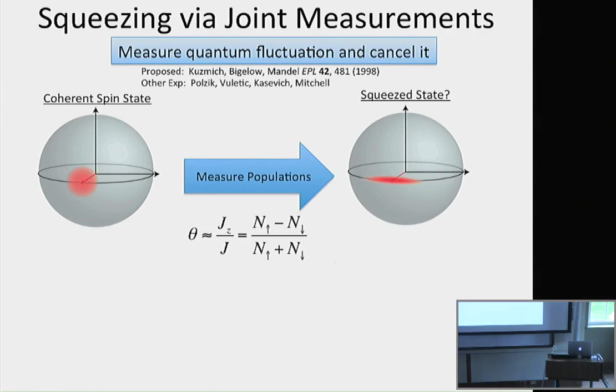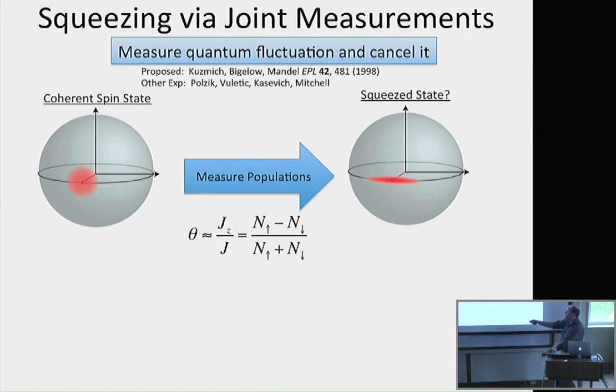How are we going to generate these spin squeezed states? The way we're going to do it is we're actually going to pretend as though the quantum noise is classical noise, and we're going to measure it, and we're going to subtract it out. It's just like you would do for any classical noise in the lab. You would say, I've got noise, I'm going to build a servo, and I'm going to subtract it out. It's really the same concept. The difference is that here, the noise is actually being provided by quantum mechanics itself.